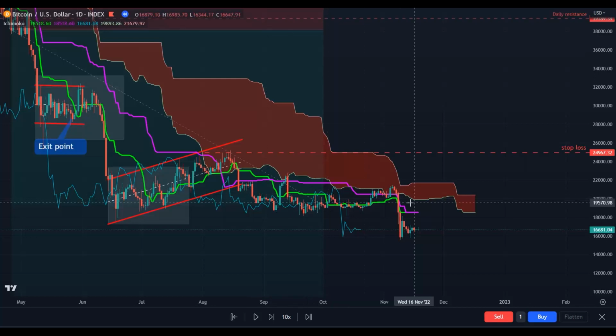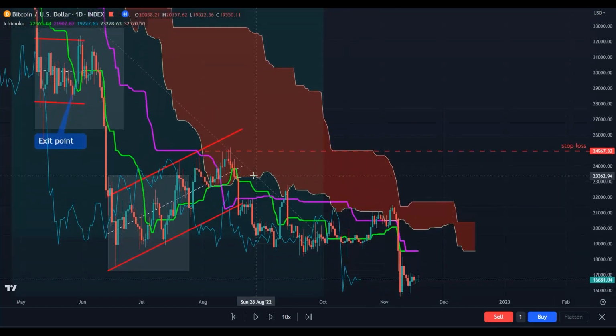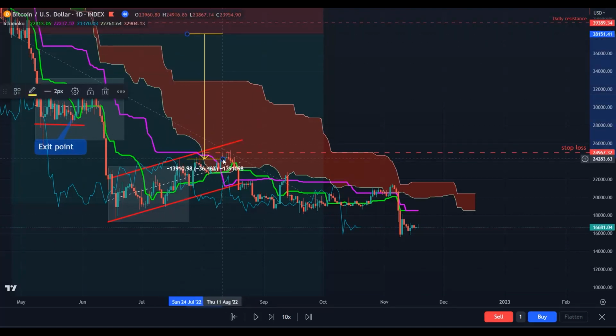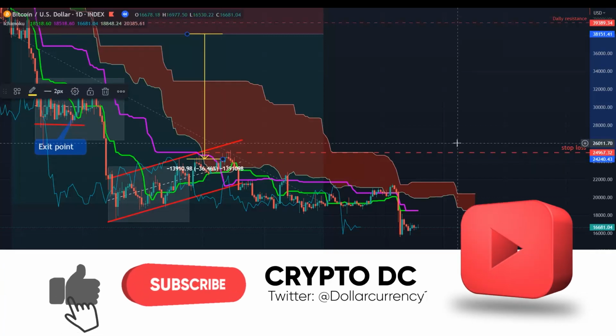Price after a sideways market broke it to the downside. Okay, so this was our exit point with a significant amount of profit in this short position, approximately here 36% profit in this short position.